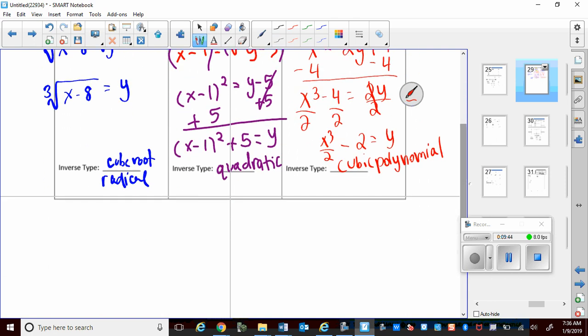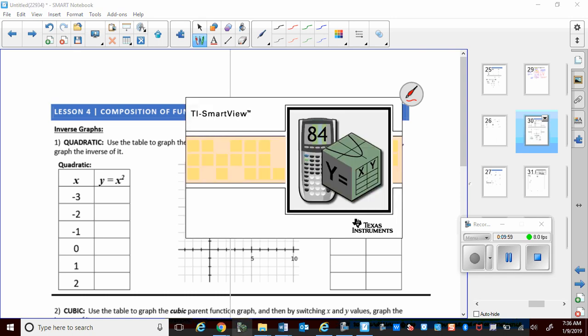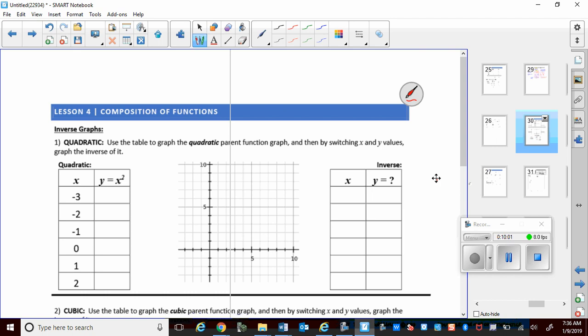And that's an overview of the warm-up for this lesson. So we're going to move on to the actual composition of functions. So for my quadratic, we're going to use this table to graph the quadratic parent function, and then switch the x's and y's to graph the inverses of it.